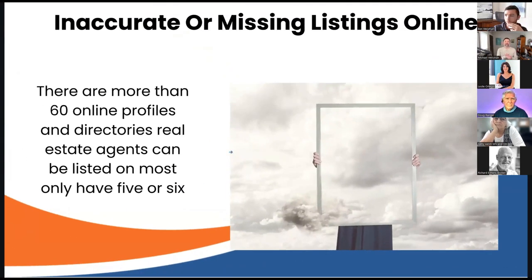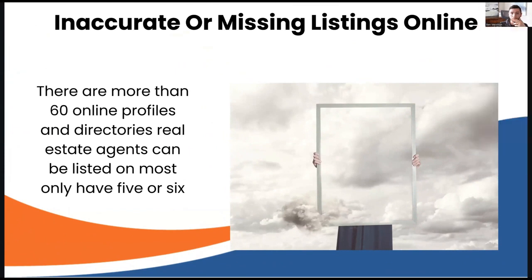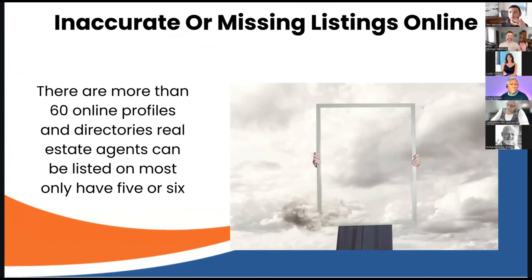All right, inaccurate or missing listings online. This is another big deficit we see. Ben touched upon it, is your citations. There's about 60 online sites, web portals, search engines, directories, right? Bing, Alexa, Yelp. Ben, what are some of the other ones out there? There's a ton of them. Yeah, Siri, Alexa, Bing, the big ones.